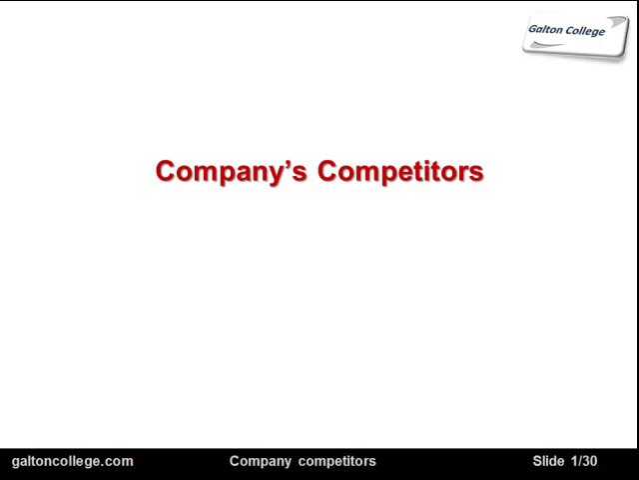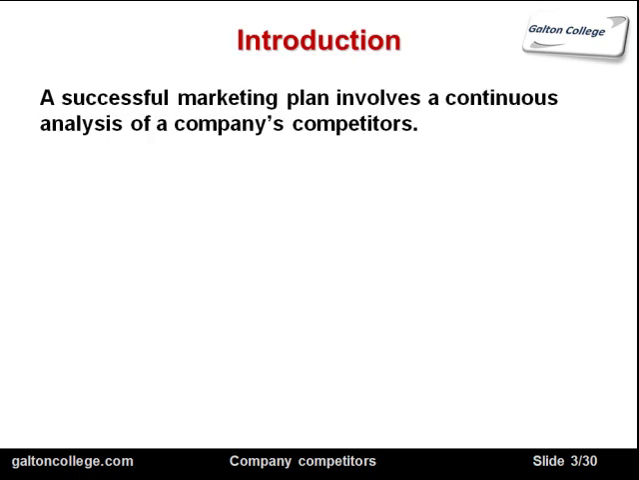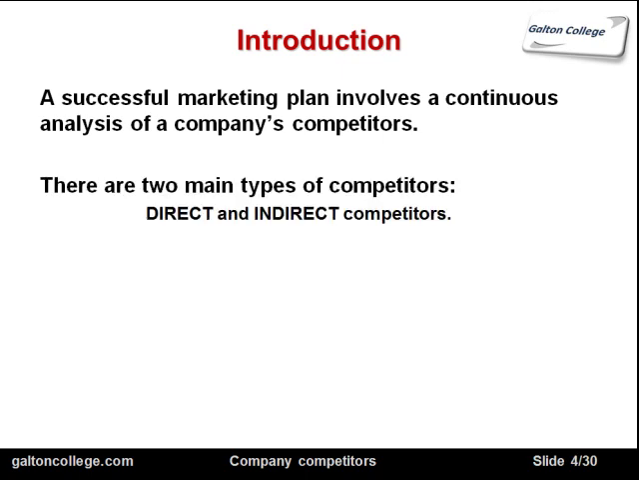In this class we want to talk about a company's competitors. So, to start, a successful marketing plan involves a continuous analysis of a company's competitors. Clearly, the marketing initiative cannot be conducted in a vacuum. It must recognize that there are competitors, if there are any. But most companies have competitors, and the marketing plan must recognize this fact.